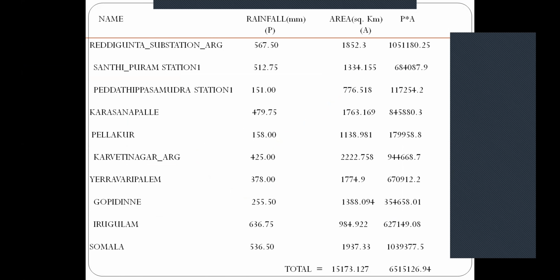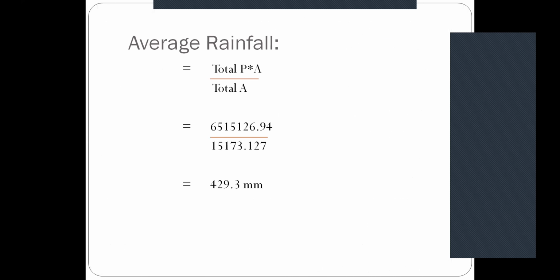And the total area I calculated was 15,173 square kilometers. Precipitation is 65 something. So the average rainfall I recorded is 429.3 mm.